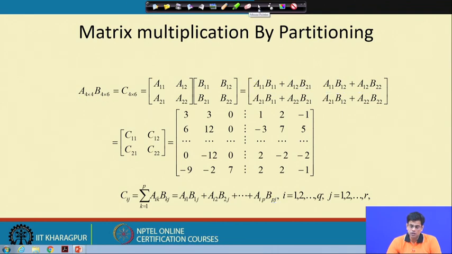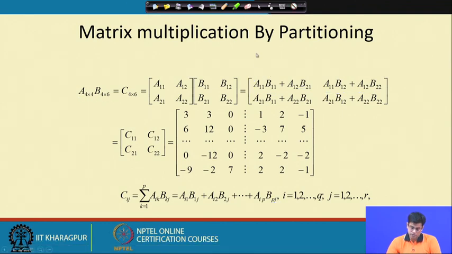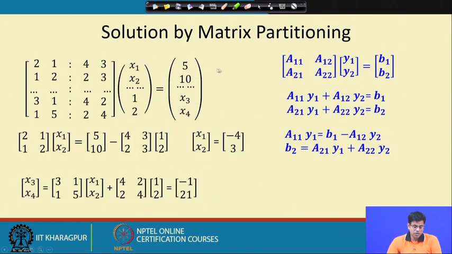Let us see what that is. Suppose we want to solve this matrix system of equations. Here, x1 and x2 are unknown, and x3 and x4 are also unknown. This kind of situation occurs in the stiffness method, where x1 and x2 are the unknown displacements and x3 and x4 are unknown forces.